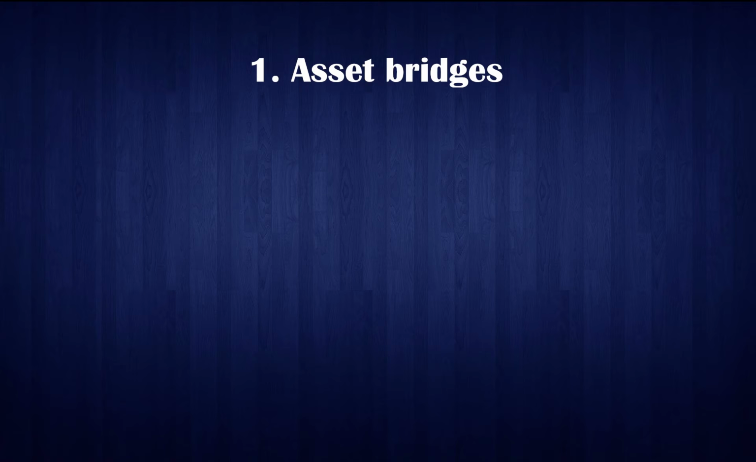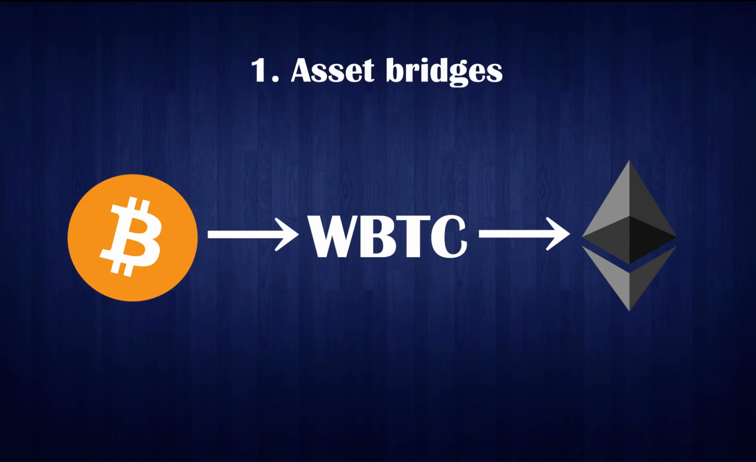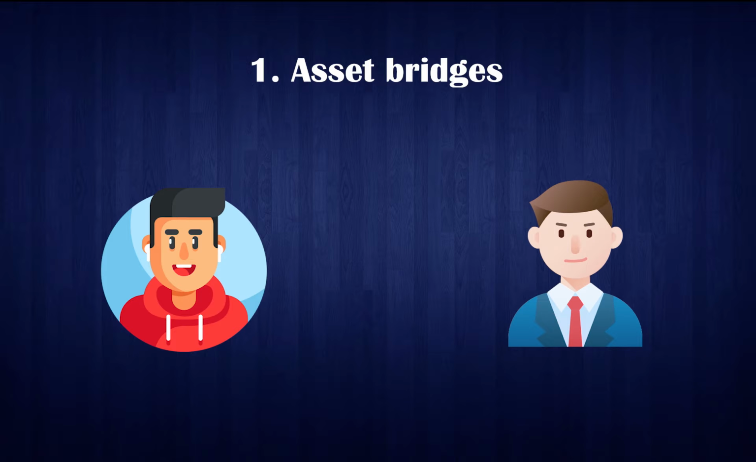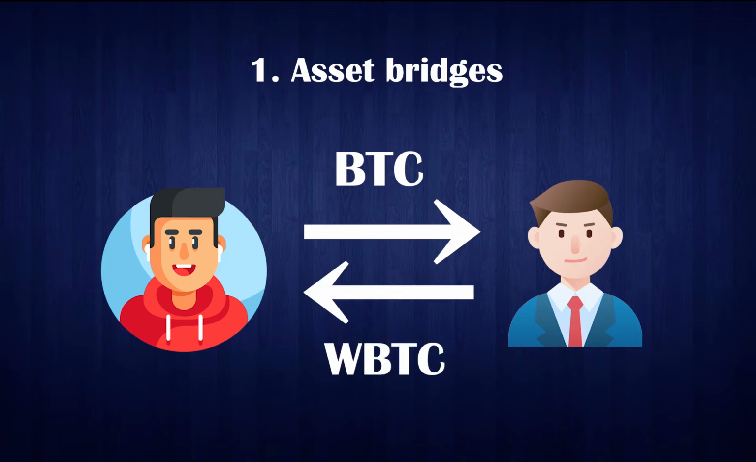First, asset bridges. Right now you cannot transfer Bitcoin and use it on Ethereum directly. You have to use wrapped assets, like tBTC and WBTC. The user who wants WBTC basically sends the amount of BTC he wants to convert to the merchant. Then the merchant transfers the same amount to the user in WBTC. The user can now use them in the Ethereum ecosystem.